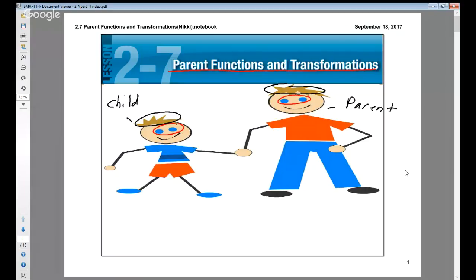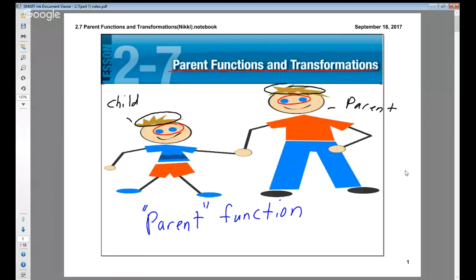Though, of course, that's not true for all parents and children. Sometimes they won't have matching clothes, but sometimes they do. So the moral of the story is sometimes a parent and their child will share similar characteristics. And the same thing can also be said about functions. There's some functions that we'll look at that can be called parent functions.